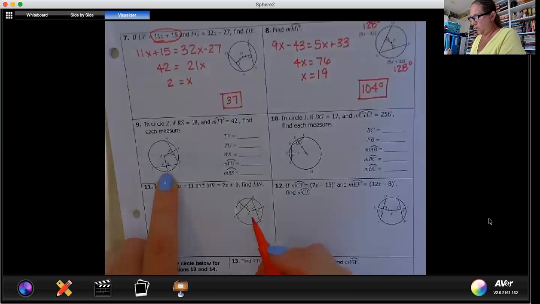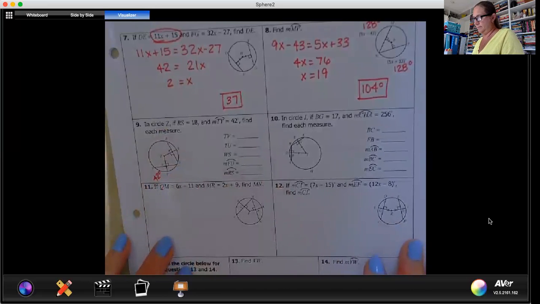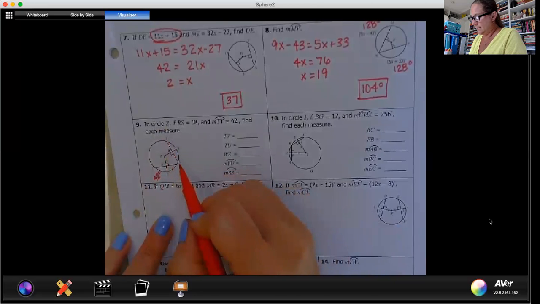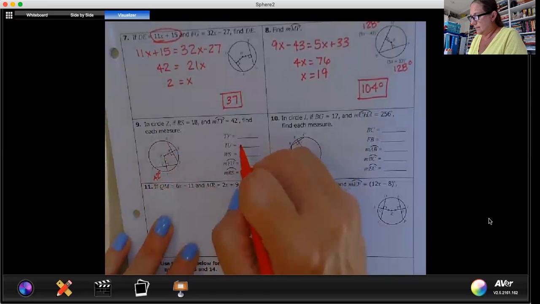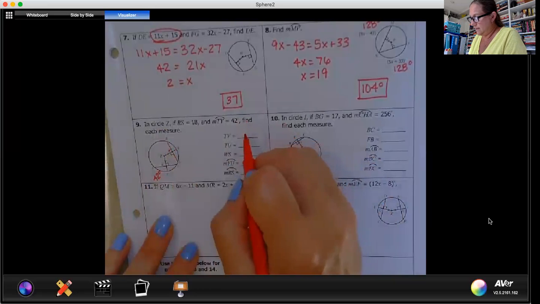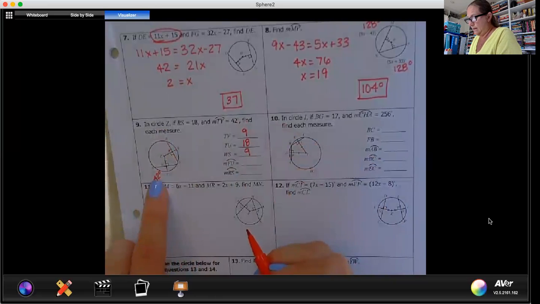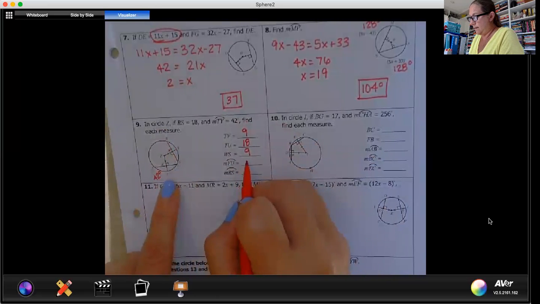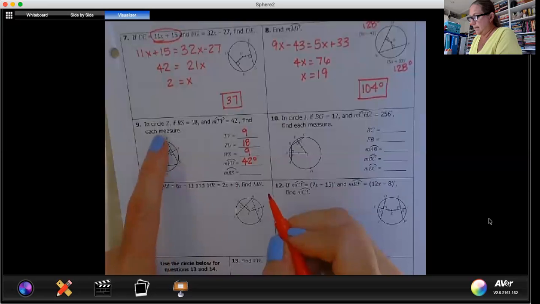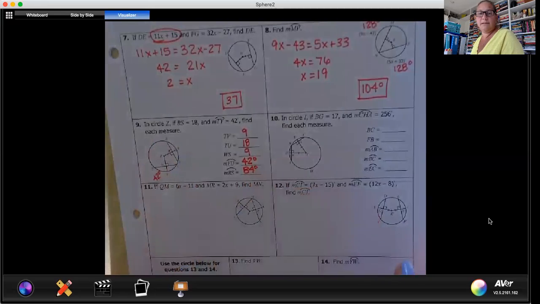In circle Z, if RS is 18 and TY is 42, find each measure. So if RS is 18, then TU is also 18, which means those pieces, each one, are going to be 9. So TV would be 9, and WS would be 9. And then YU is going to be the same as TY, which would be 42 degrees. And then RS would be 42 times 2, which is 84 degrees.